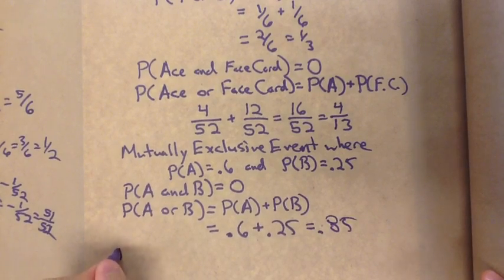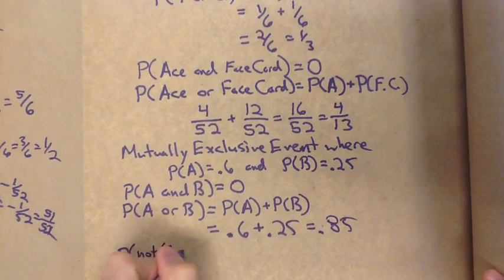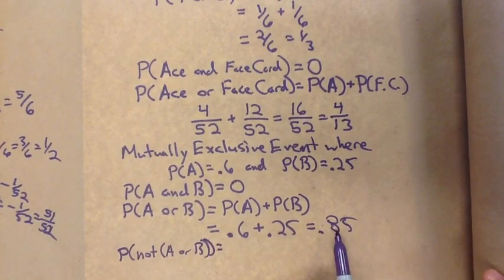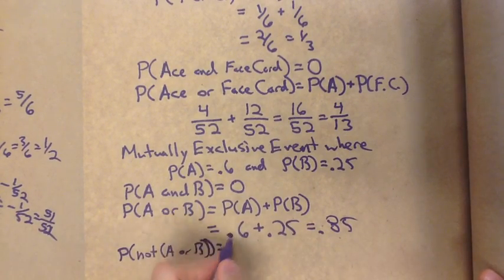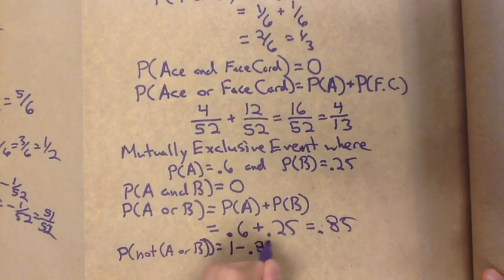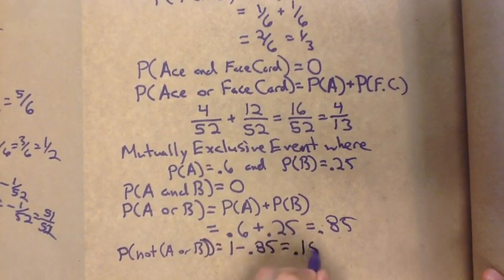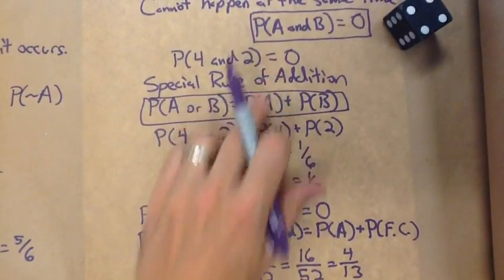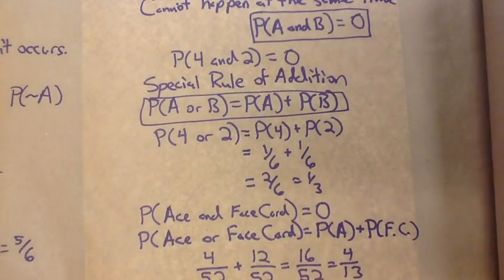Now, let's also throw in, what if I wanted the probability of not A or B? So this is the complement of this value. So that's going to be 1 minus 0.85, which comes out to 0.15, or 15%. Remember, these two have to add up to 1. So those are mutually exclusive events. The and is 0, the or, we combine the probabilities.